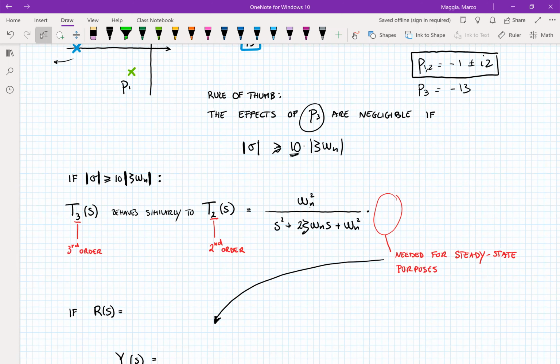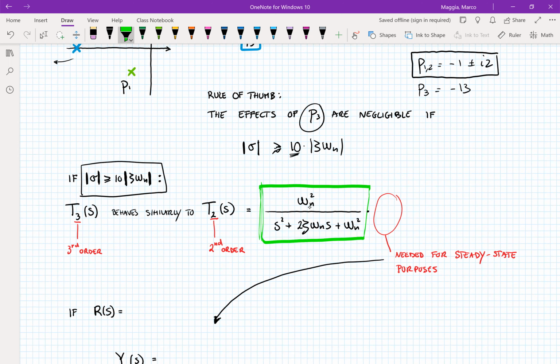Or better, I should reword what I just said. If you wanted to just consider a second order system that behaves similarly to your third order system, given that this condition is met, then the second order system that you have to consider is not just the standard omega n squared divided by s squared plus 2 zeta omega n s plus omega n squared, but you have to rescale it by 1 over sigma. And this is because if you didn't do that, the final value would not be the same.